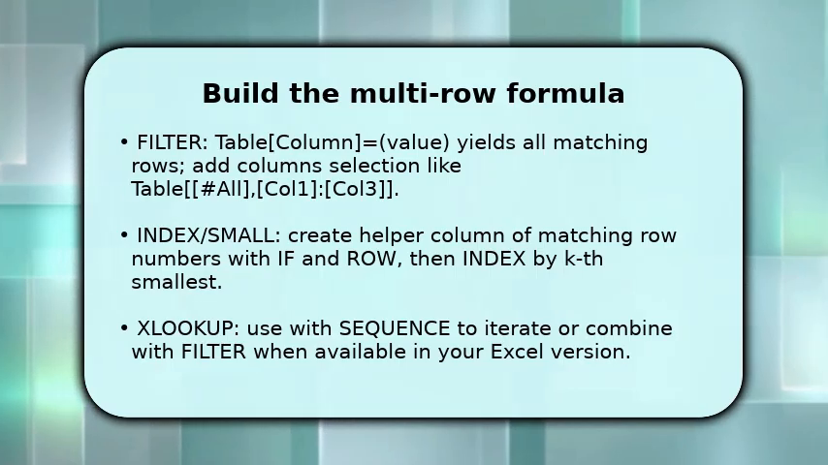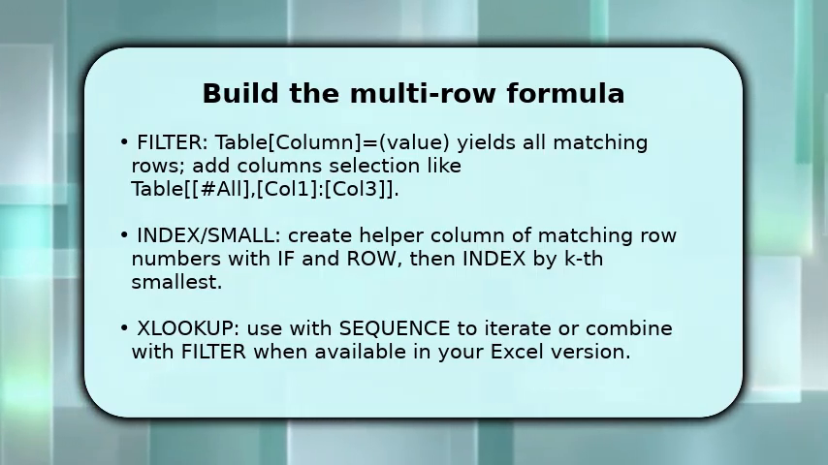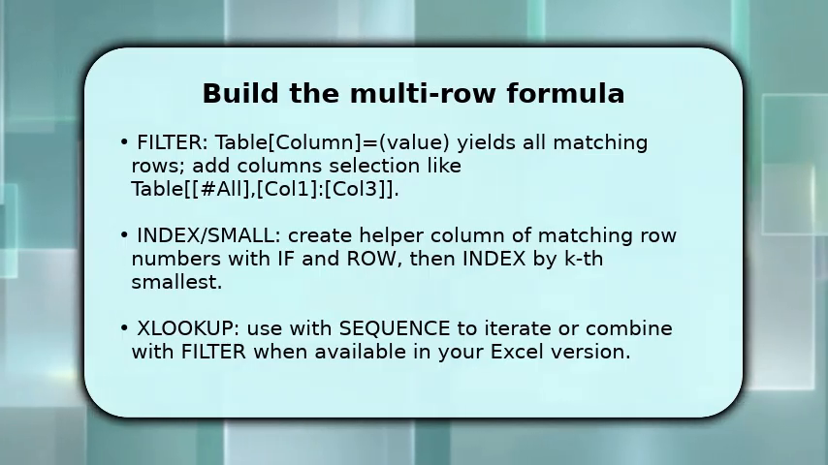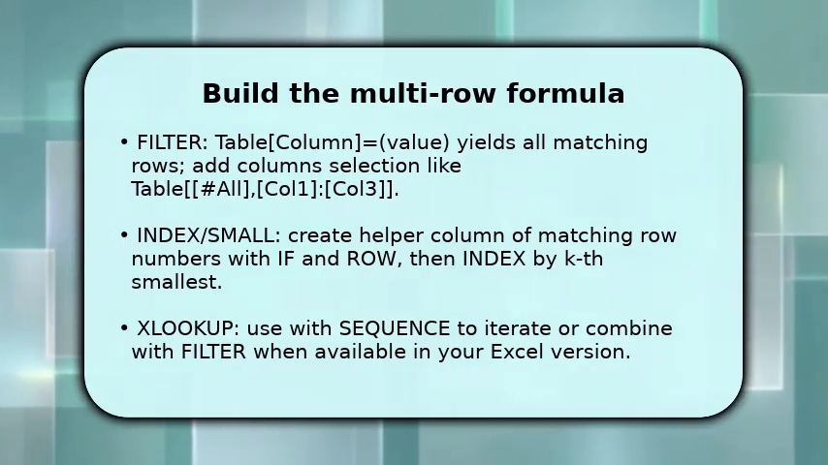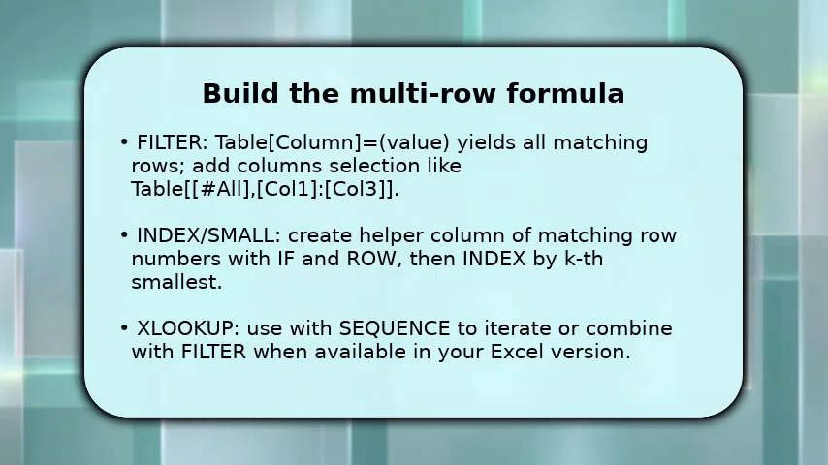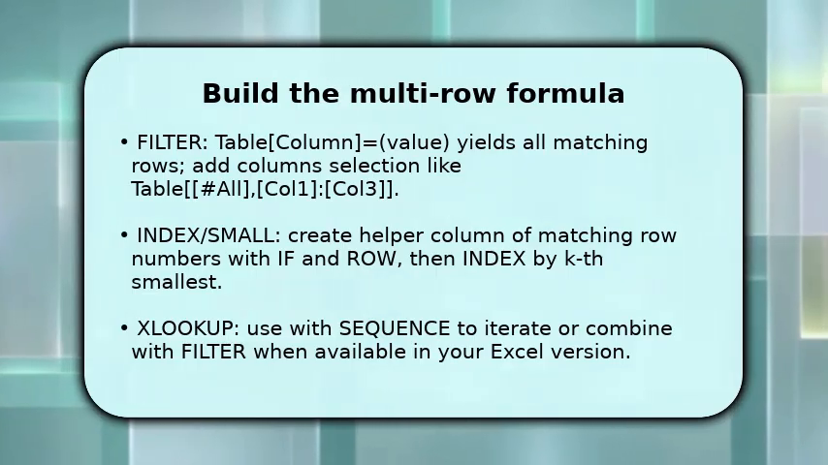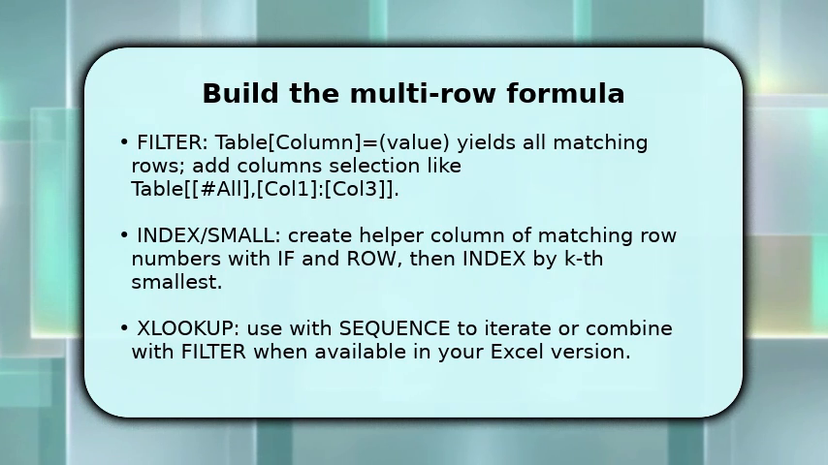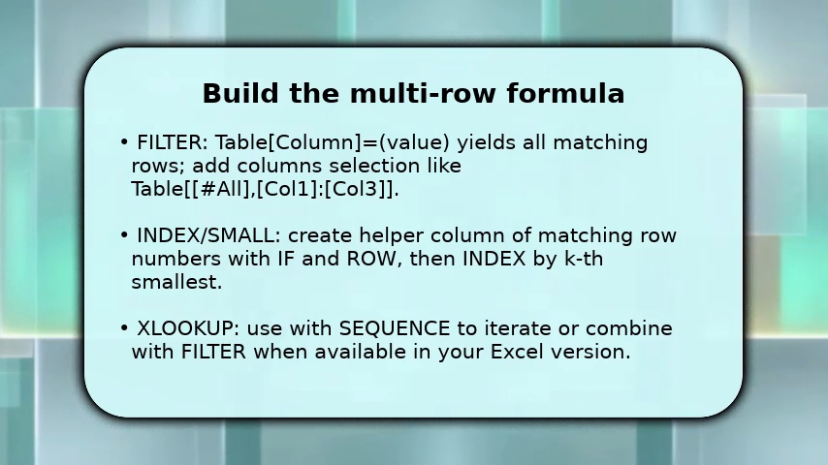If FILTER is unavailable, make a helper array. Equals IF table key equals lookup, ROW table key minus MIN ROW table key, plus 1. Then use SMALL to extract KTH positions and INDEX to return full rows in sequence. For XLOOKUP, wrap it with SEQUENCE or use newer dynamic arrays to produce multiple results.